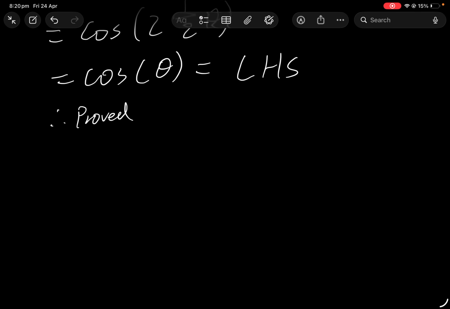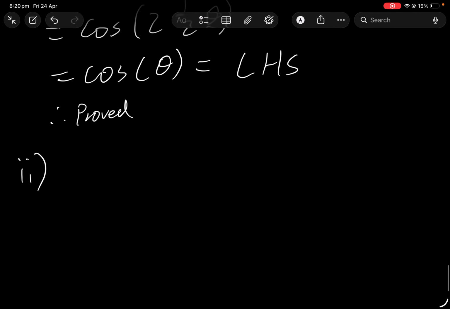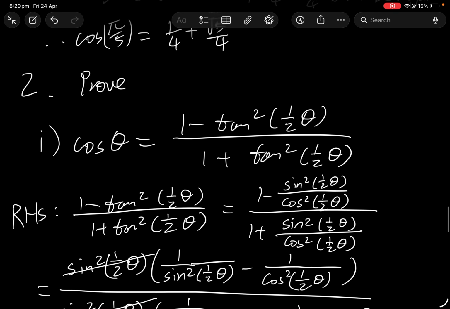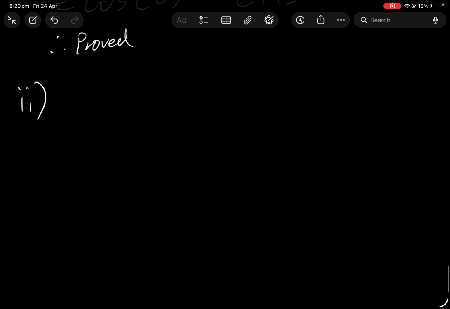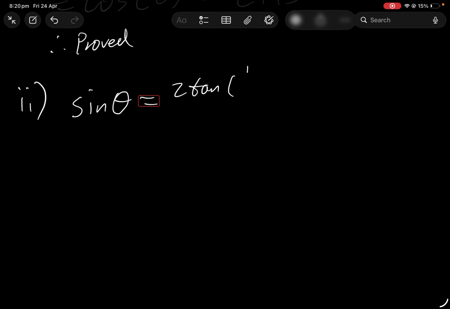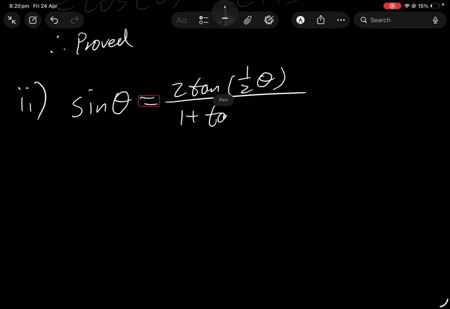Okay, now we're going to do the second part. Well, the second part is sine theta equals 2 tan half theta over 1 plus tan squared half theta. There's no square on the top this time.